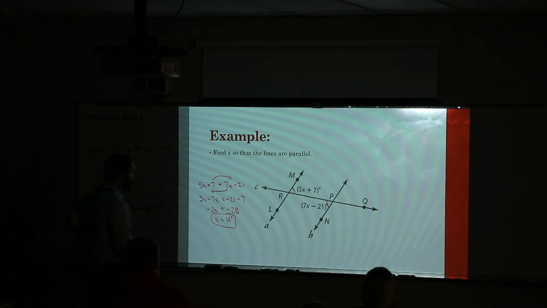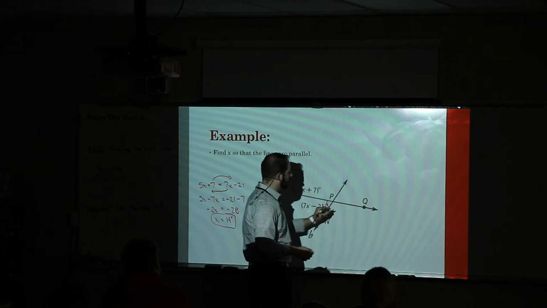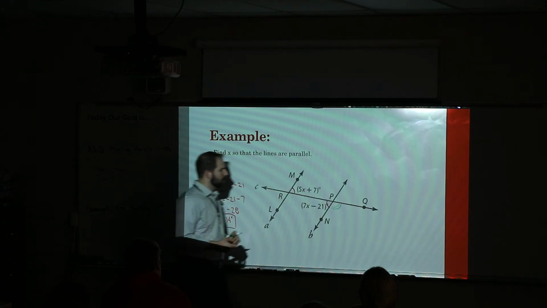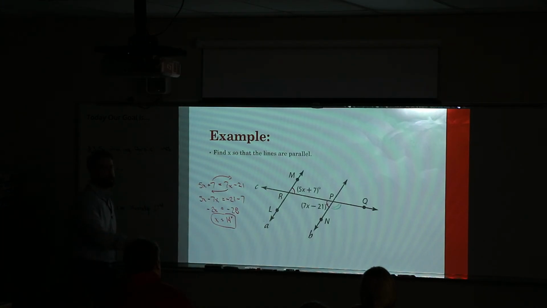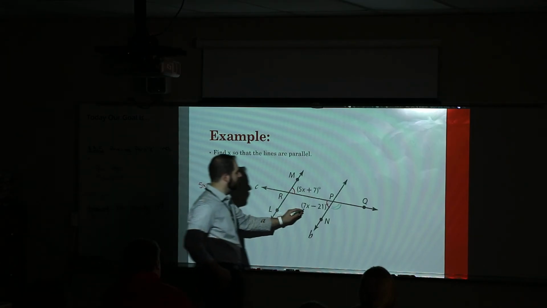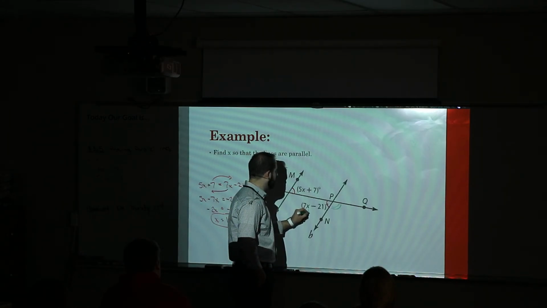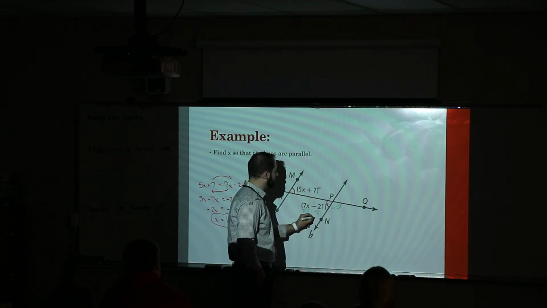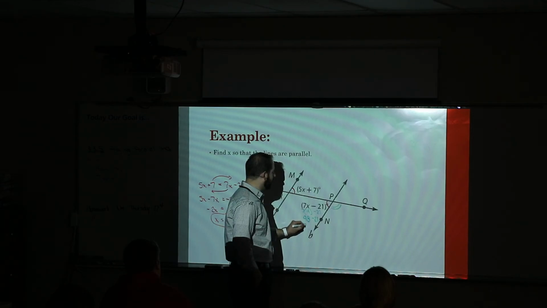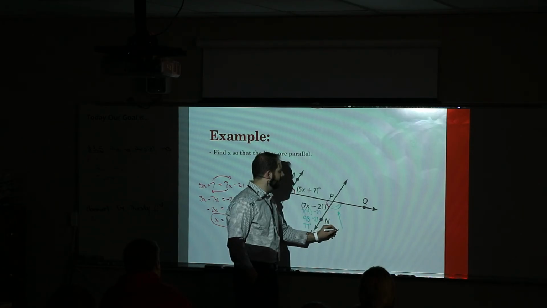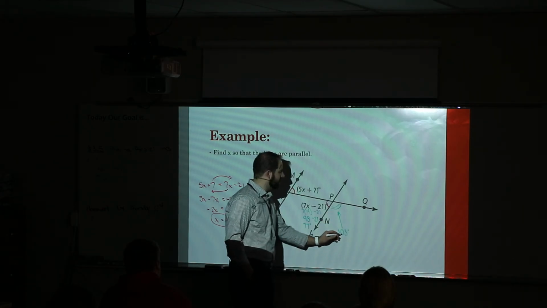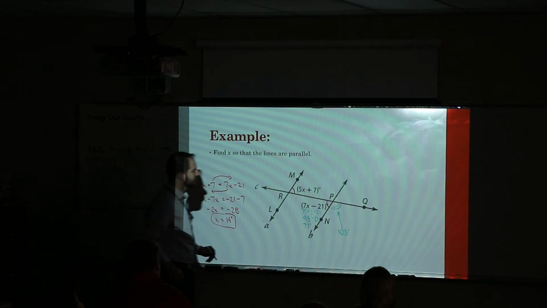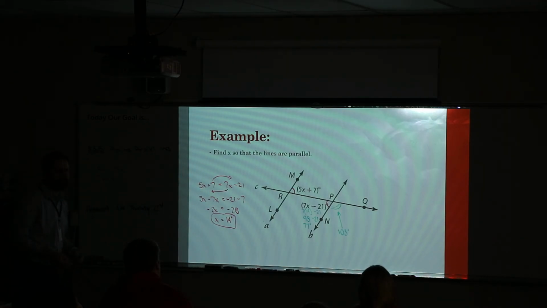Maybe they wanted to know what this angle is right here. What I would do is take the 14 and plug it in, then I could find the angle right next to it. If I plug 14 in here, that's 7 times 14 minus 21. 7 times 14 is 98, and subtracting 21, this angle here is 77 degrees. That would force this angle here to be 103, because these have to add up to 180, because they're side by side. Those are little things you can figure out.